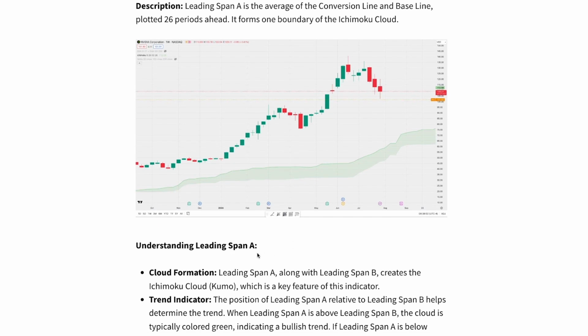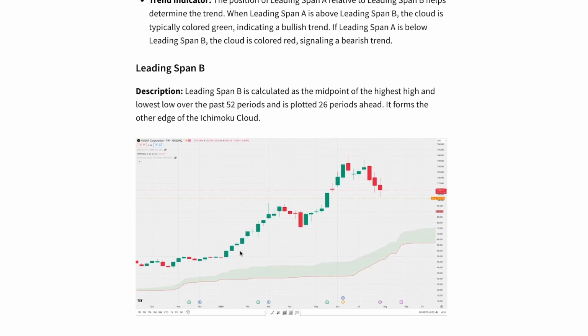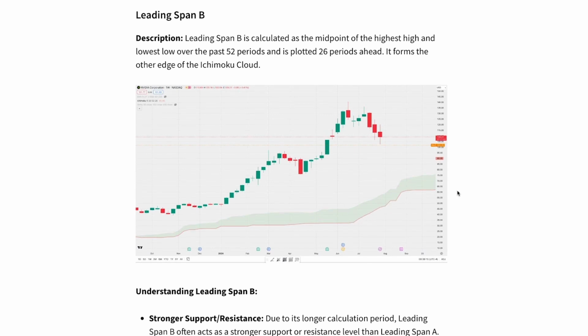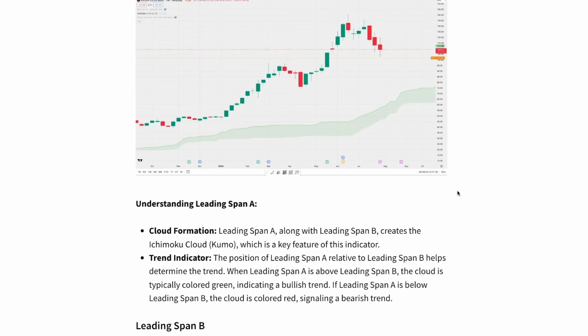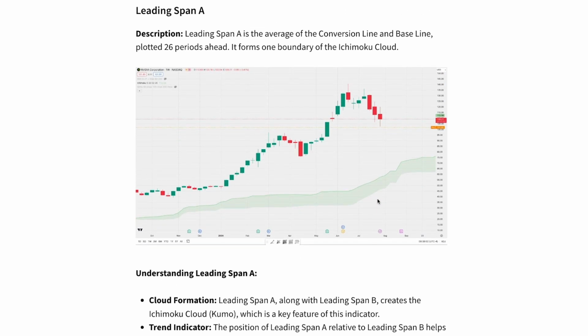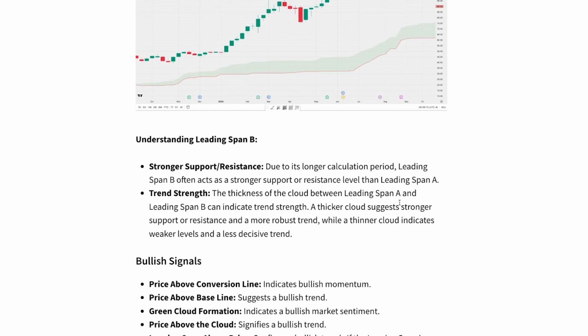And then the other boundary of the cloud is the leading span B. And basically the leading span B calculates the midpoint of the highest and the lowest over the past 52 periods. And it's plotted 26 periods ahead. So that's what this particular line is. And basically, if price is above a green cloud, then that is bullish. And then if price is below a red cloud, then that is bearish.